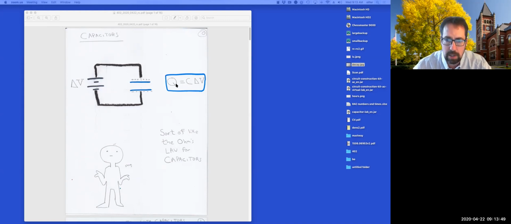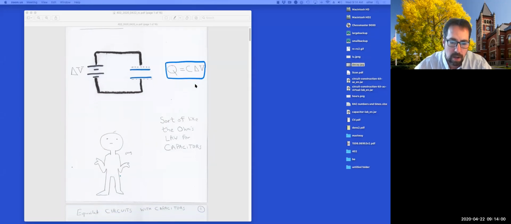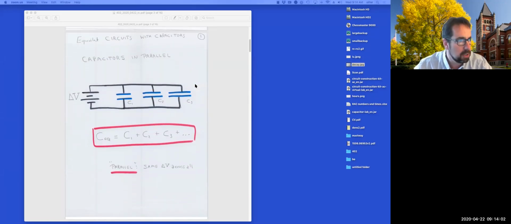So, that's how I look at this equation. I don't know that it has a name. It's not named after somebody, but we could call it Mr. Ohm's cousin's law, Q equals C delta V. I don't know. So let's move on. That's where we were at last time.